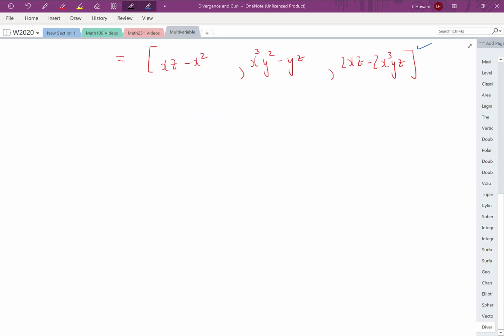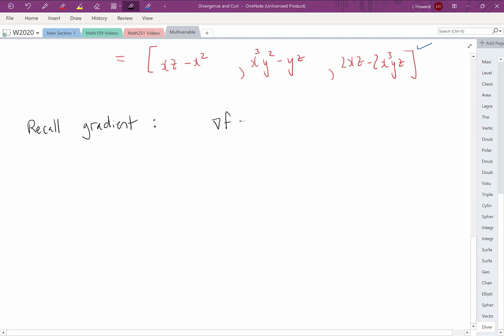We're going to do a second example of computing divergence and curl in just a moment, but before we do that, I wanted to talk a little bit about notation. So let's recall the gradient vector. If we're talking about the gradient of a function, we would write del f like that, and what that represents is a vector that contains all our partial derivatives of f, so things like ∂f/∂x, ∂f/∂y, ∂f/∂z.